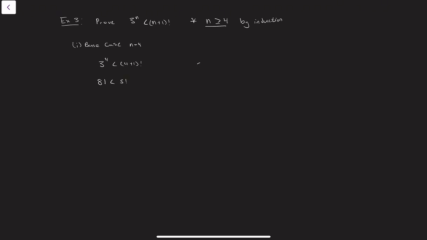And then on this side, this is 5 factorial. And recall, 5 factorial is just 5 times 4 times 3 times 2 times 1. 5 times 4 is 20, and you multiply that by 3 is 60. Multiplying that by 2, you get 120. So 5 factorial is equal to 120. So 81 needs to be less than 120, which is the case. So we have this being true. Great.